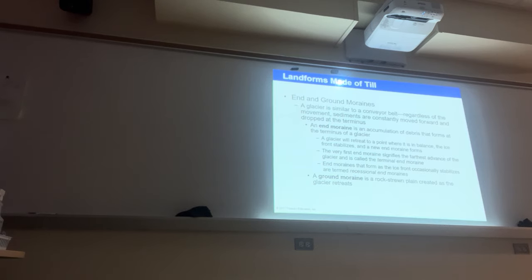So you can see what is known as the terminal end moraine, which marks the furthest point of advance of the glacier. And then you can see what are known as recessional end moraines, which show, okay, here are the stopover points the glacier made between the furthest point and where it exists now. And every time it stabilized, it started to form a new moraine at the base of the conveyor belt, and then it may have moved back later on.